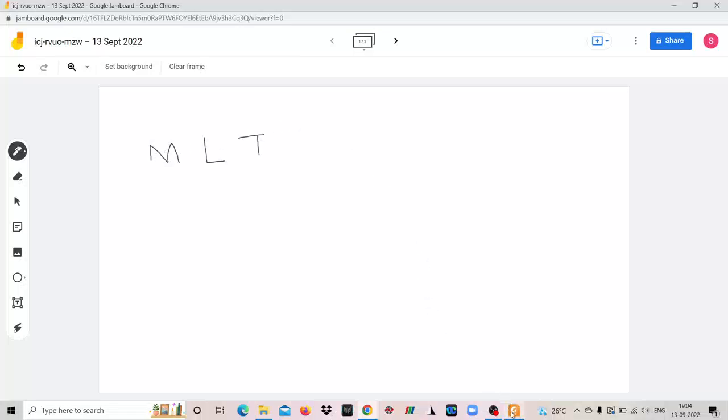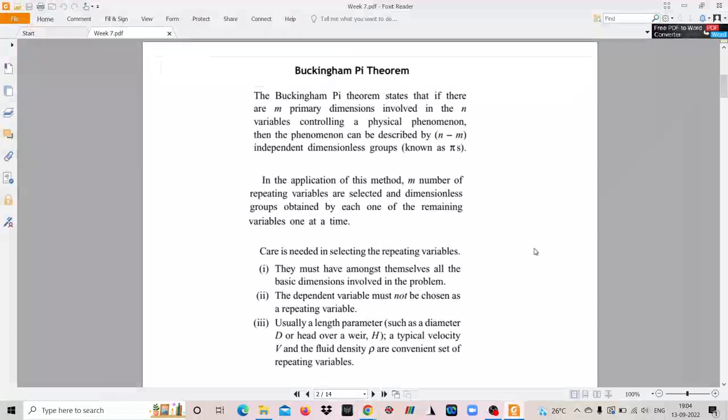So a problem which involves n number of total variables, including both dependent and independent variables, and there are m primary dimensions or fundamental dimensions, that particular system can be described by n minus m number of dimensionless groups, which are known as pi terms. So this is basically the statement of the Buckingham Pi theorem.